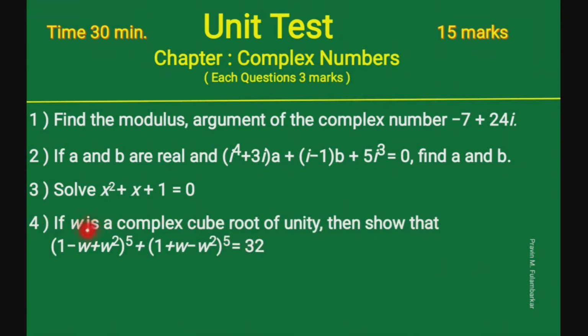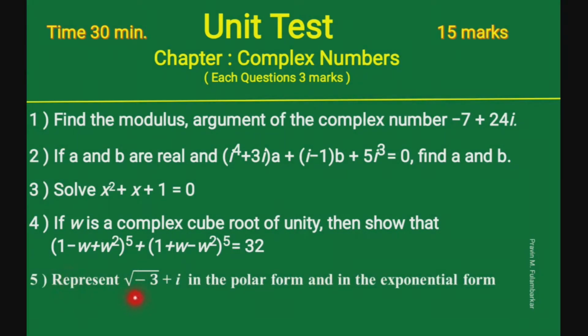Fourth question is, if omega is a complex cube root of unity, then show that [1 - omega + omega²]^5 + [1 + omega - omega²]^5 = 32. And fifth question, represent -3 square root of -3 + i in the polar form and in exponential form. So if you have not yet solved this test, solve the test, then check your answer with the help of this video.